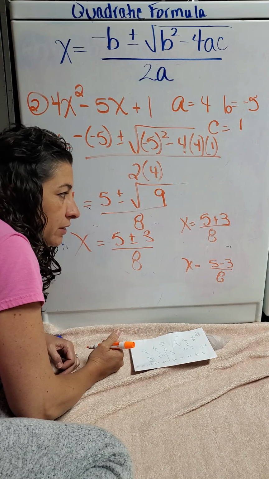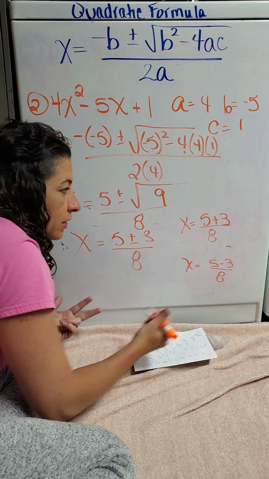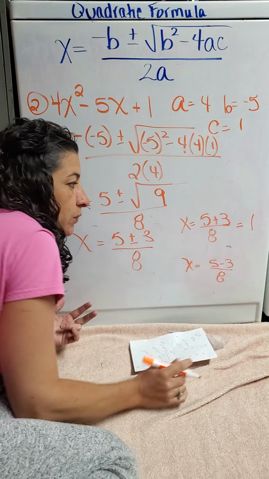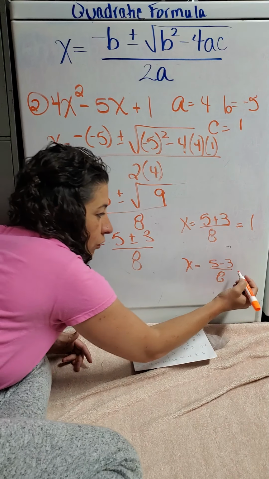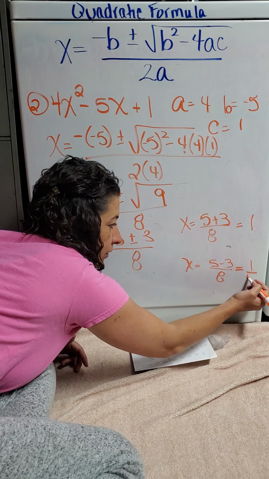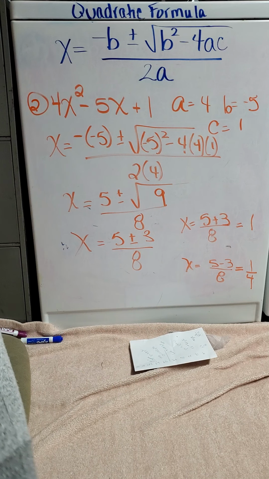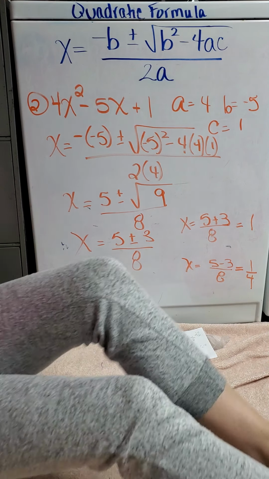5 plus 3 is 8 over 8. So this one's going to be x equals 1. 5 minus 3 is 2, and 2 over 8 broken down is 1/4. So for that one, we have x equals 1 or x equals 1/4.